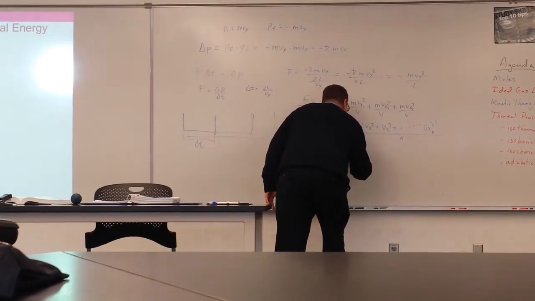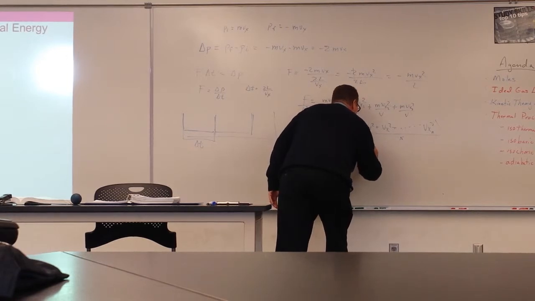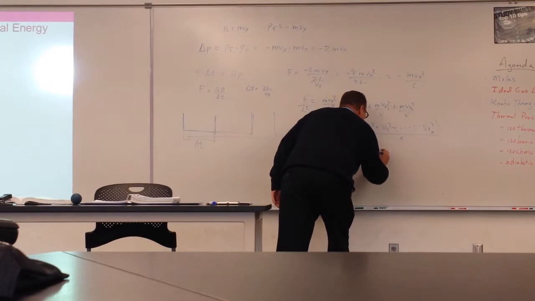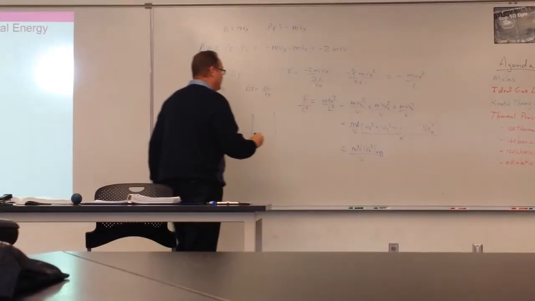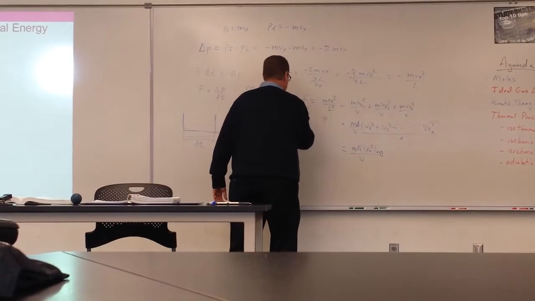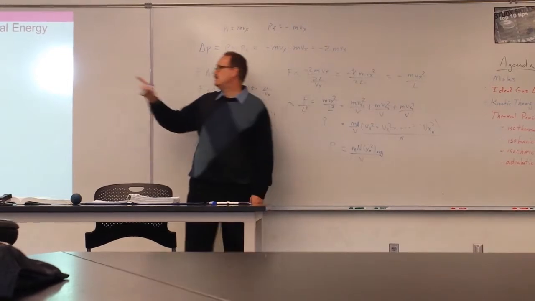So what I'm going to get here is mn v squared, vx squared average over v. That's the pressure now. Remember, this is pressure. So that's the pressure on this wall.